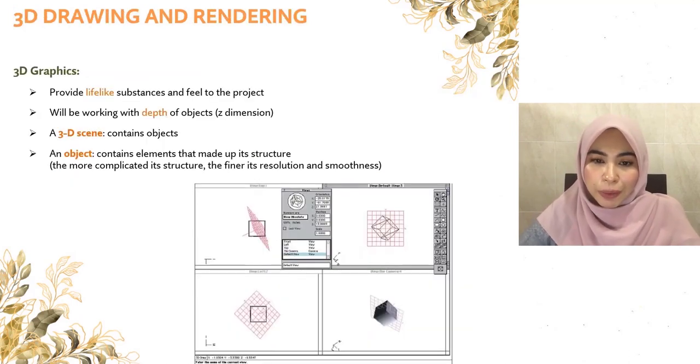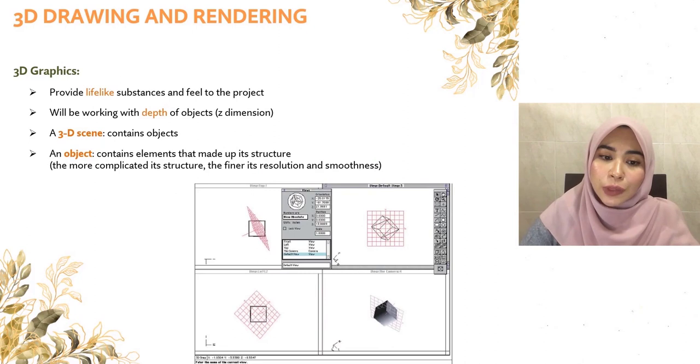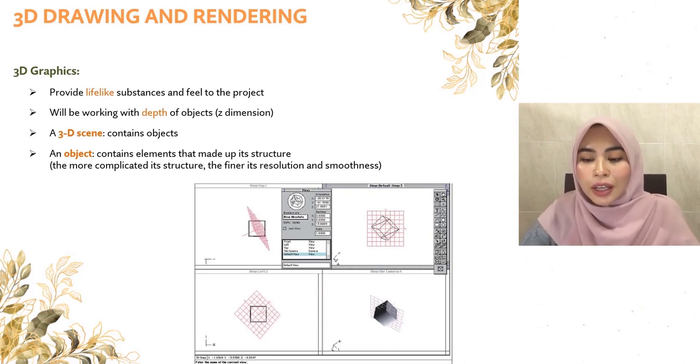Alright, now we're talking about 3D drawing. Like I've said, when it comes to images, there are two types of image. We can have 2D image and we can have 3D image. 2D image is a flat image, whereas 3D will provide a lifelike substance and feel to the project. Why? Because we have the Z dimension, the depth of the object. Everything will look a lot more realistic.